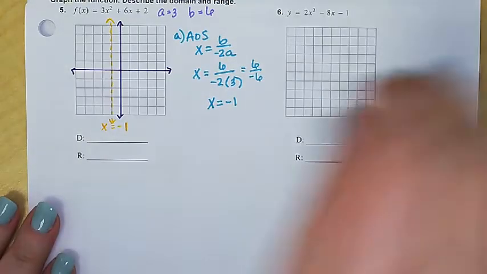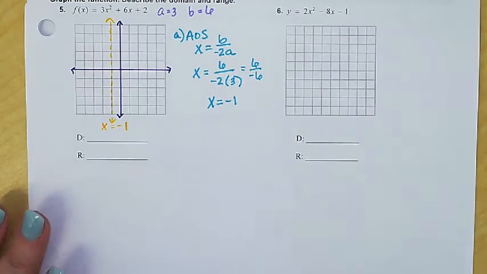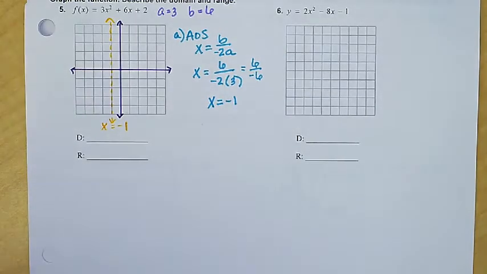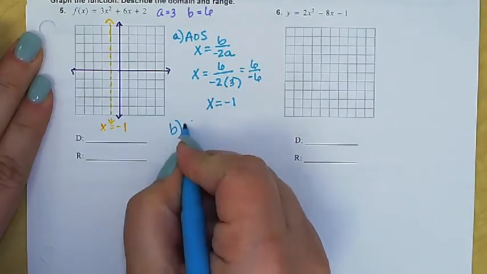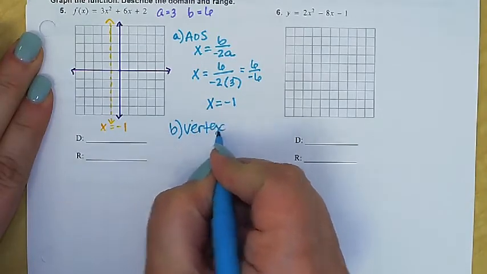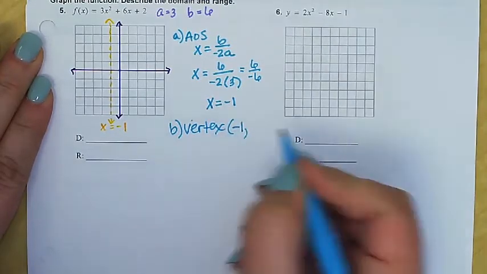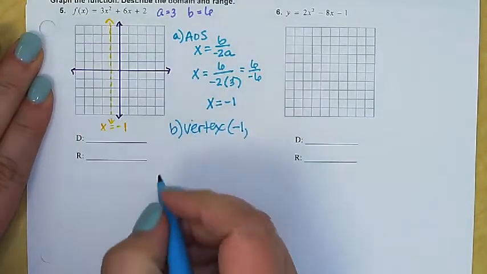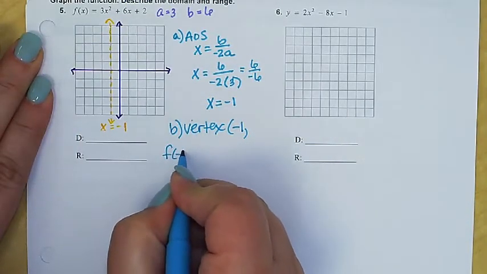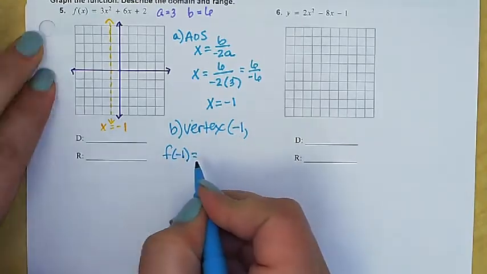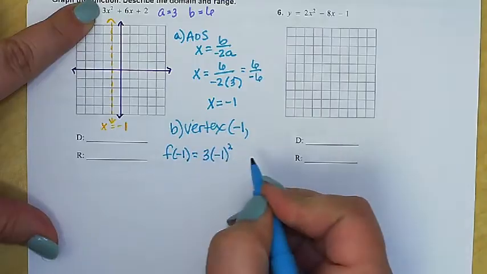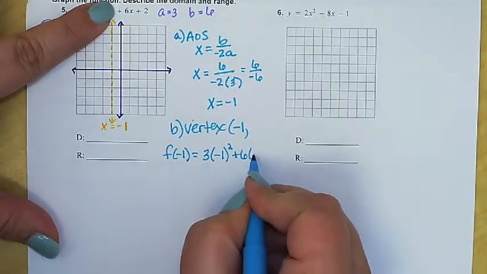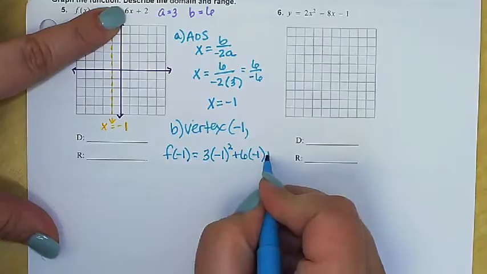Okay. Let's see what else we can find. Let's find the vertex. That's another very important piece. I can't really graph a parabola without knowing where its vertex is. So we've practiced this before. For the vertex, we already know that the x-coordinate must be negative 1. And really, it's a matter of just plugging it back in to find the y-coordinate. So I'm going to do f of negative 1, which is our input. I'm going to put that in. So it's going to be 3 times negative 1 squared plus 6 times negative 1 plus 2.